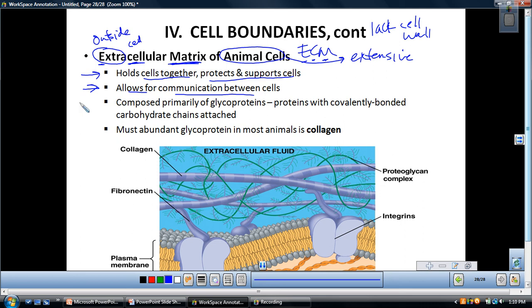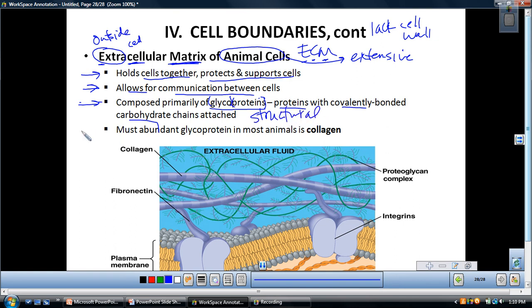Okay, now what it's primarily composed of, in this next bullet you can see, primarily these things called glycoproteins. If you look at the word glyco, it refers to a sugar molecule. Protein tells you it's a protein molecule. So these are proteins with carbohydrate chains that are covalently bonded to them. So it's protein and sugar covalently bonded together, which gives it a little bit more structural support. Okay, that gives it more structure.